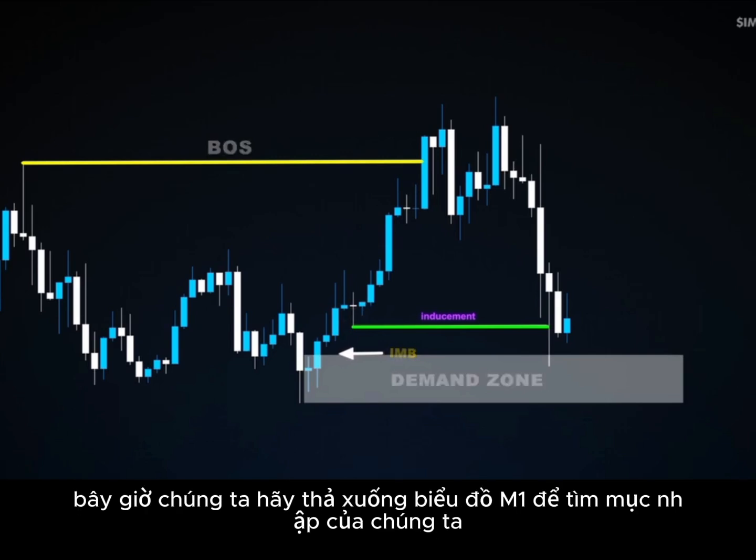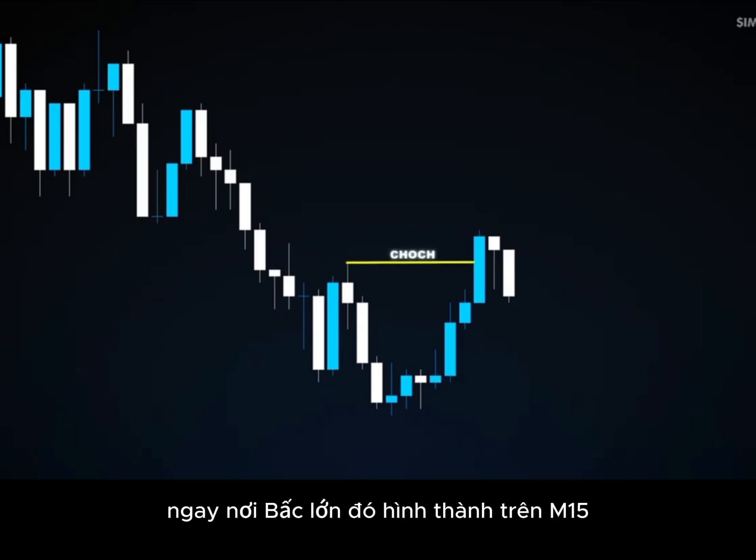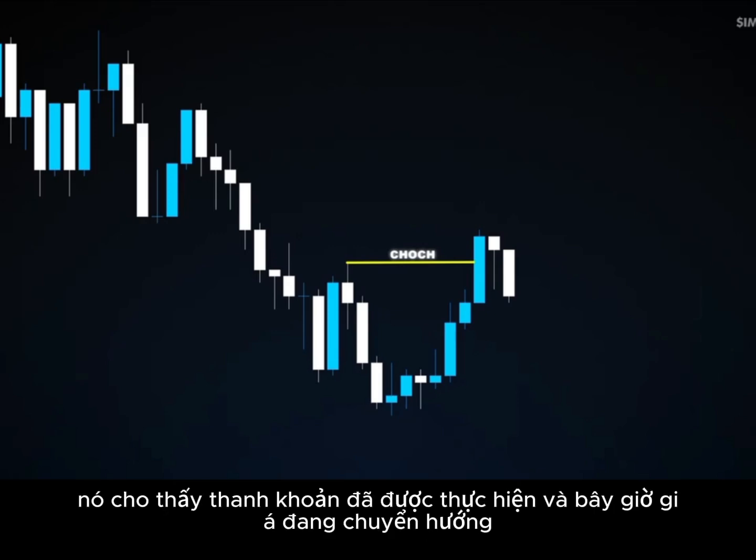Now let's drop down to the M1 chart to find our entry. On the 1 minute, you can clearly see a change of character, CHoCH, right where that large wick formed on M15. That wick itself is our signal. It shows liquidity was taken. And now price is shifting direction.